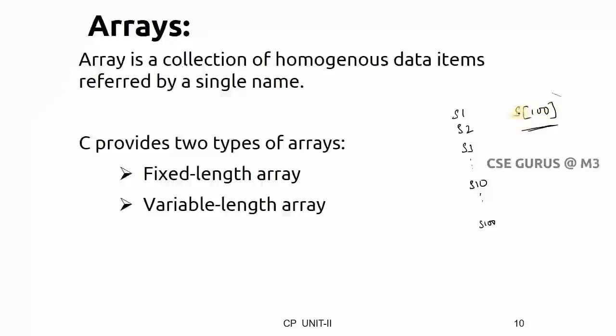This S is a variable of type array, where it can store 100 values of the same type. Let us suppose I write int s[100]. I can give s[0], s[1], s[2], s[3] till s[99]. Anyway, the index starts from 0, that's why 0 to 99, totally 100 elements I can store. If there are 200 students, simply I'll keep s[200] here. So this is a flexible one.